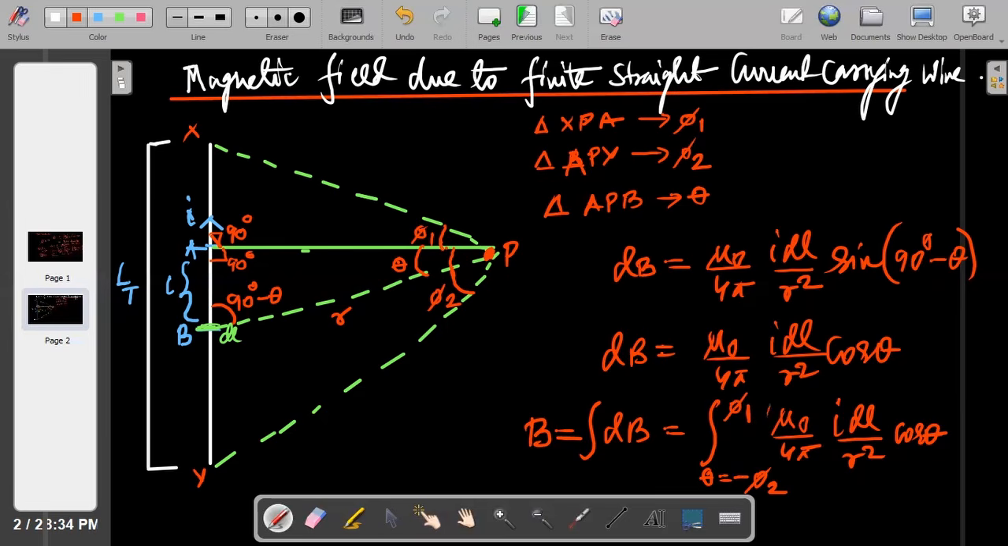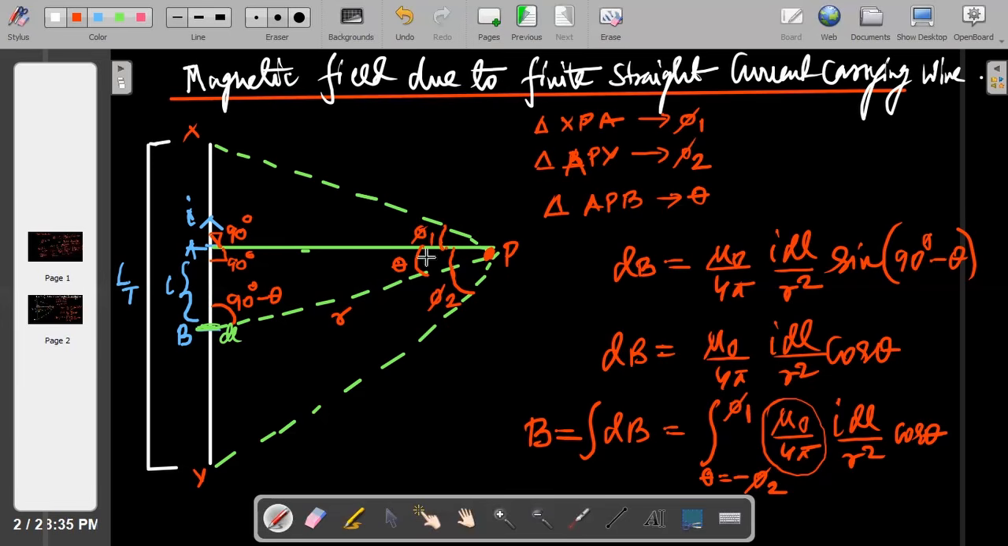Now look here, mu naught by 4 pi is a constant term. I is the current, and this is also not changing. This is constant. Now dl is changing, right? We cannot integrate dl with cos of theta. It should be in terms of d theta. And here r square is also coming, where the radius is also changing. Please check. This radius is r.